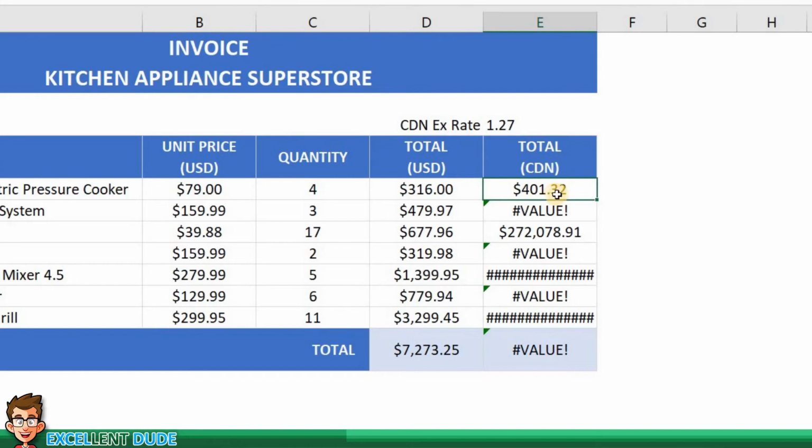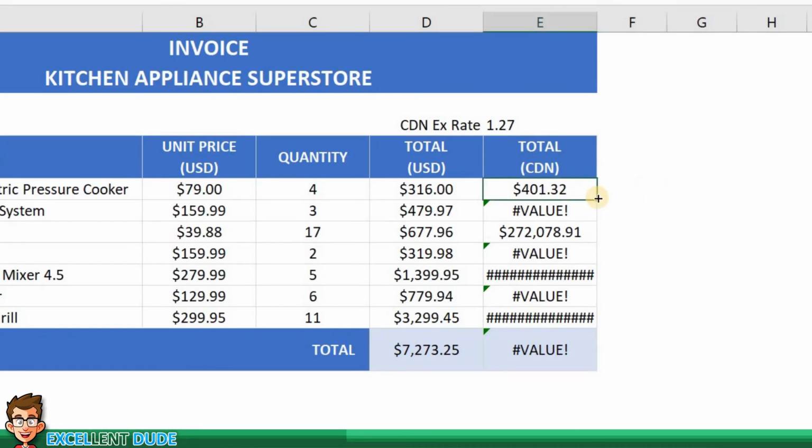An absolute cell reference uses a $ before both the row and column names. In our example, the absolute cell reference for the Canadian exchange rate would be $E$4. Let's update our formula to equals D6 times $E$4 and press enter. Okay, the first row hasn't changed. It's still showing the correct value of $401.32 Canadian.